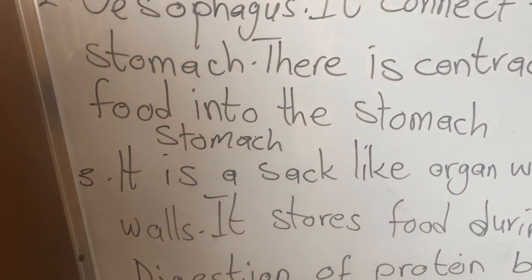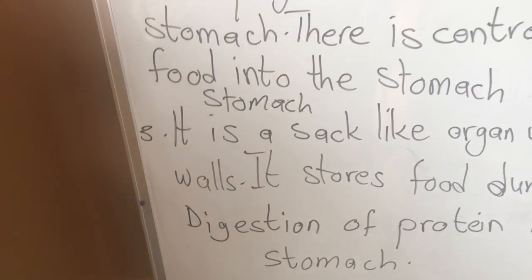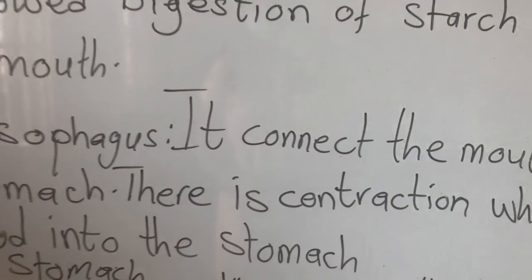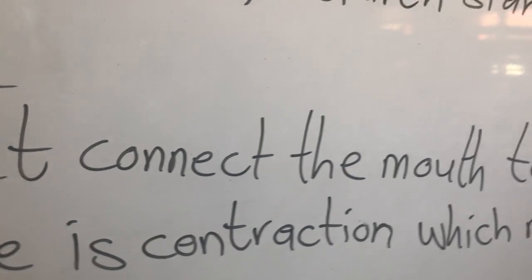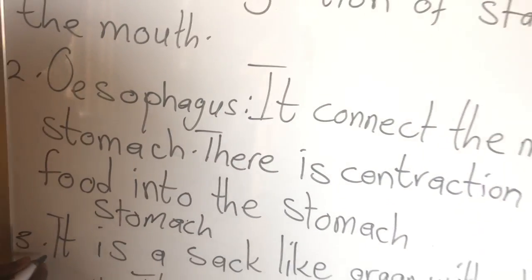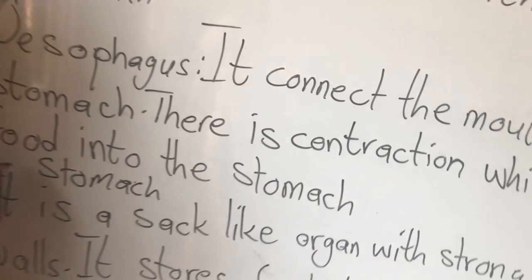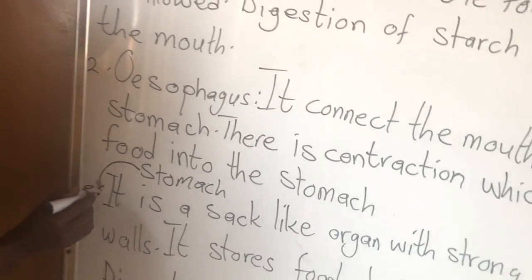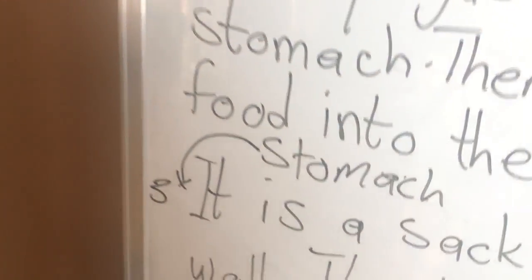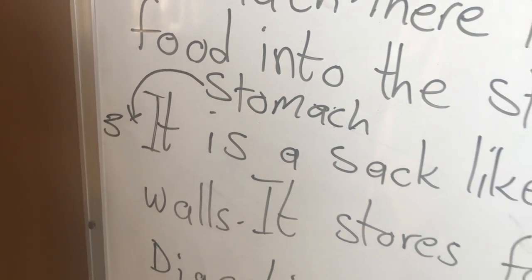We have the stomach. Then we say the stomach is what? A sac-like organ. Okay. The stomach is a sac-like organ with strong muscular walls.